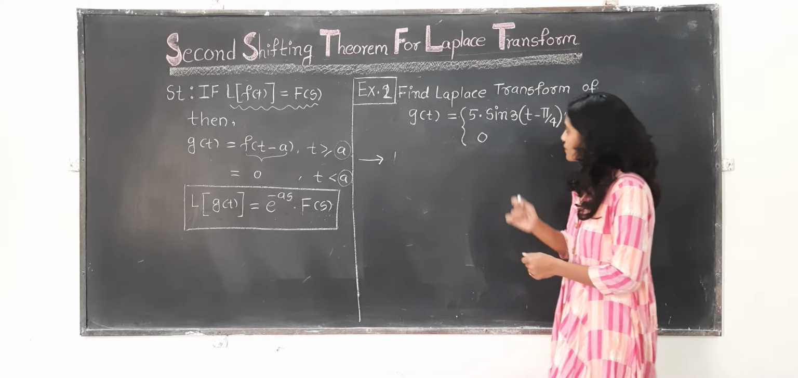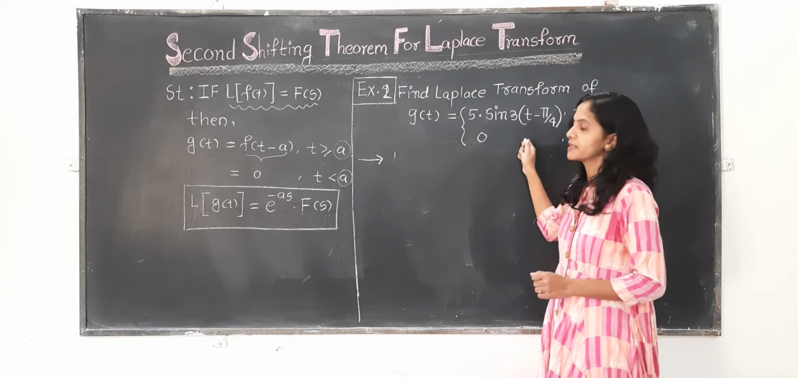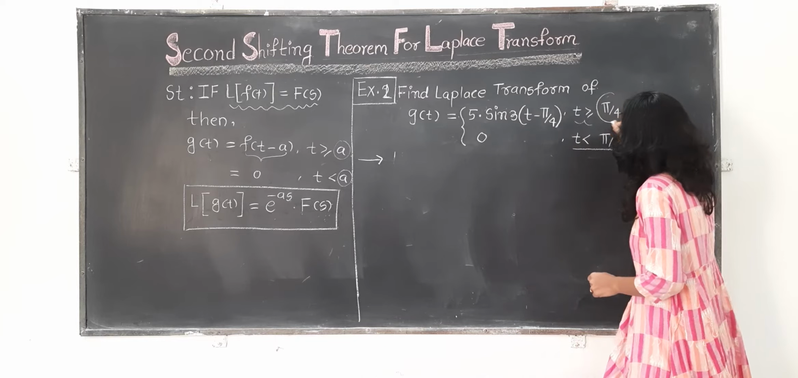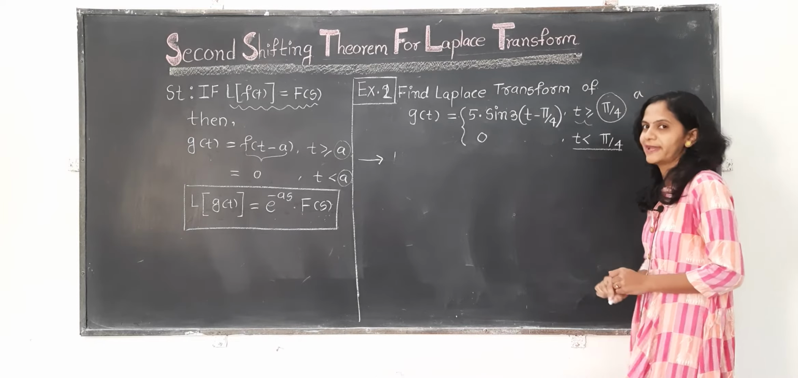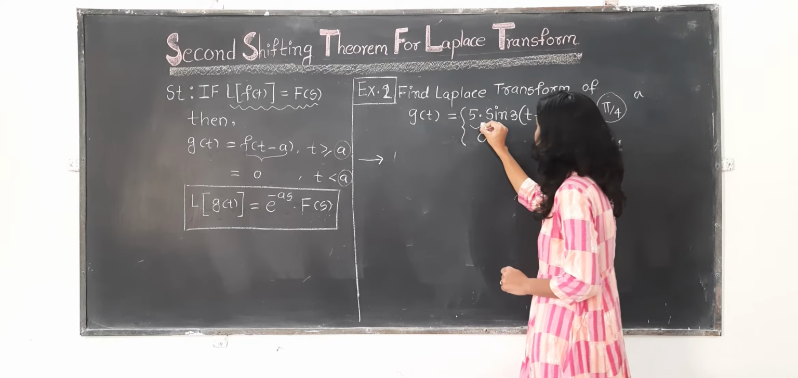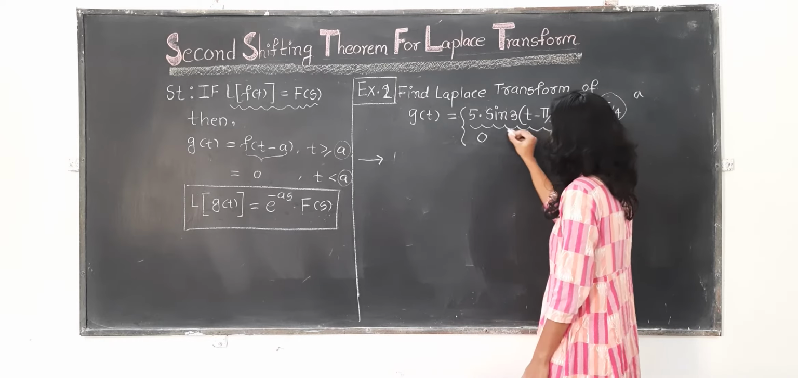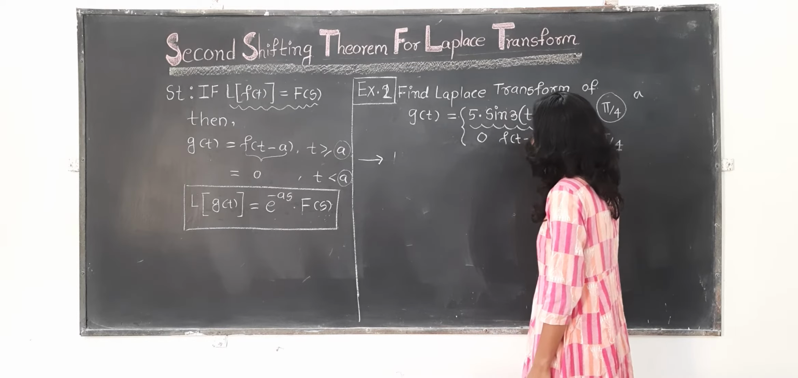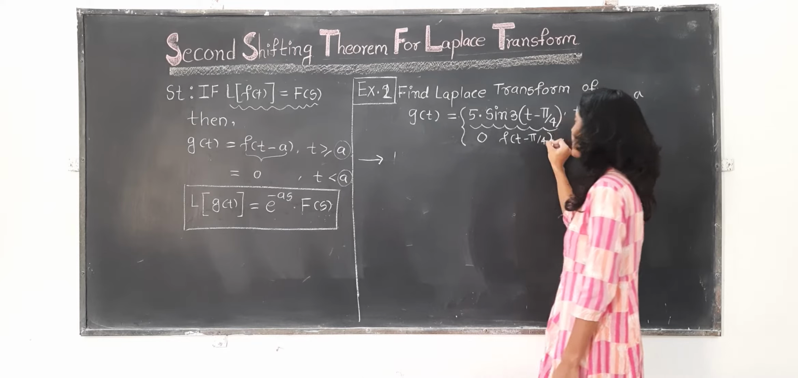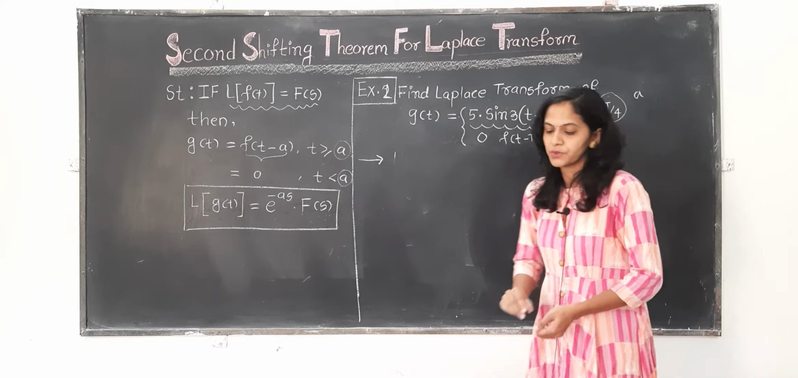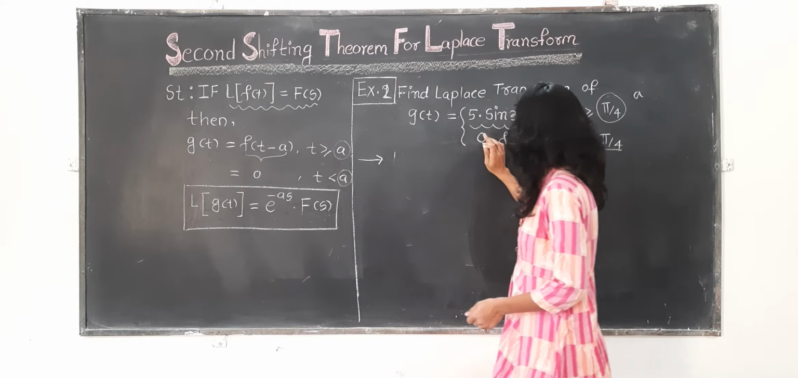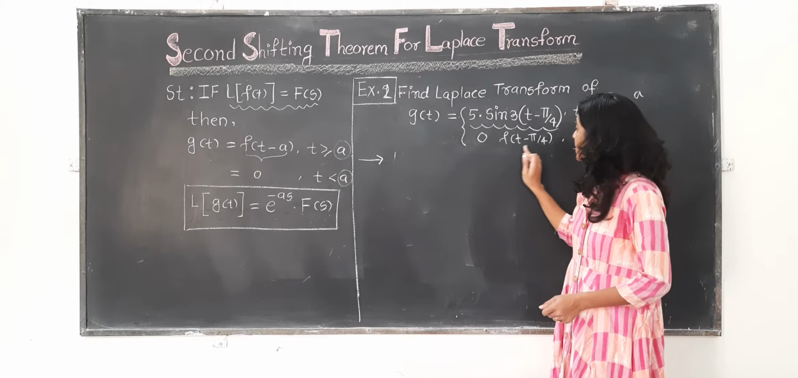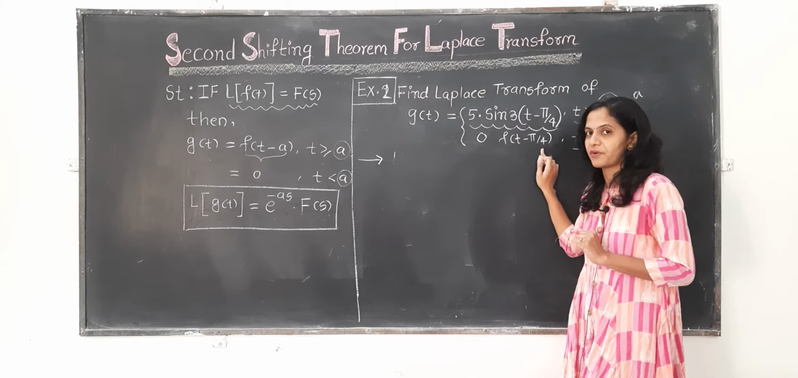So again we will solve this example using the second shifting theorem. This pi by 4, this is nothing but the value of a, and this 5 sin 3(t minus pi by 4), this is nothing but f(t minus pi by 4), right students? So using this f(t minus pi by 4), we can easily write f(t).